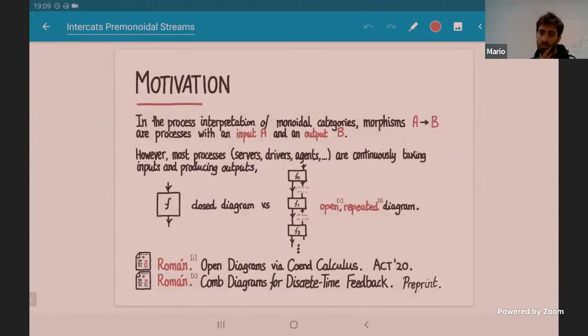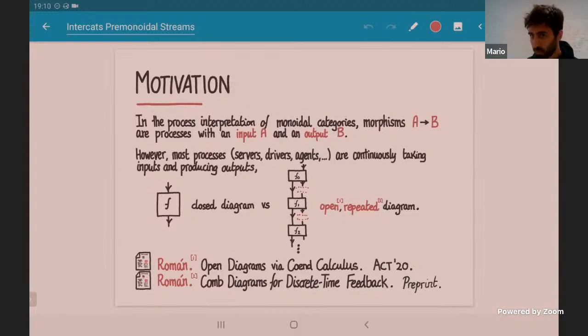So let's go back to what monoidal categories are and how we interpret processes in them, to get some motivation for what we're going to try today. If you take the process interpretation of monoidal categories, the objects are resources and the morphisms are processes transforming these resources. So a morphism A to B could be a process with an input A producing an output B. This is not the interpretation you use all the time, but it is the one you think of when you speak about processes.